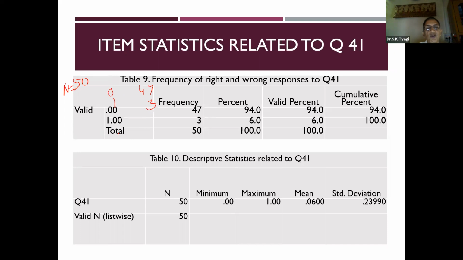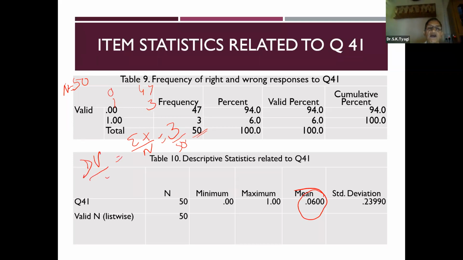What is the sum of score? Sigma x upon n. The sum of score is 3, and the rest of them are 0. So 3 divided by the total number of scores, 50. So this comes out to be 0.06. And this is what is the difficulty value.